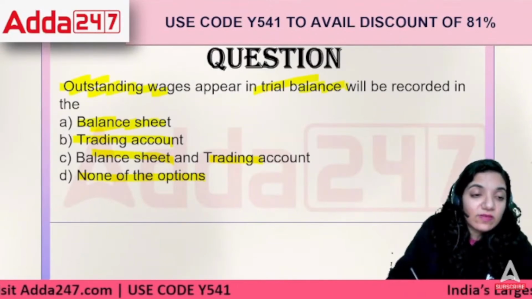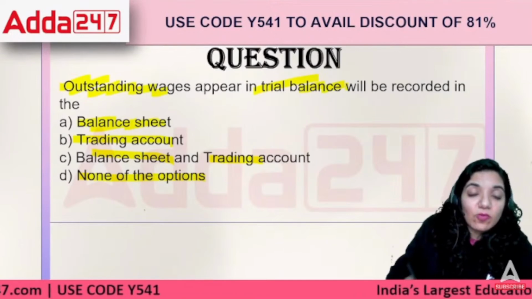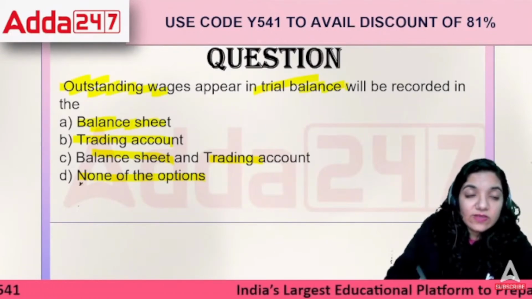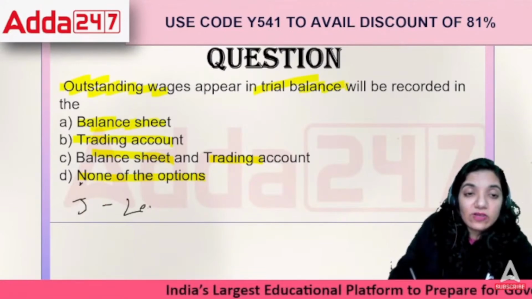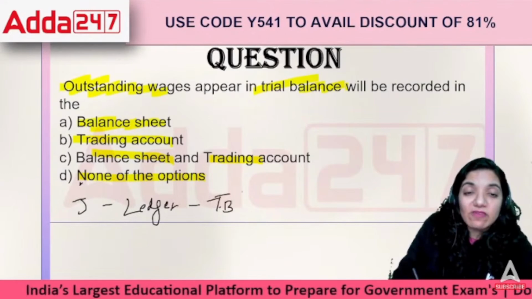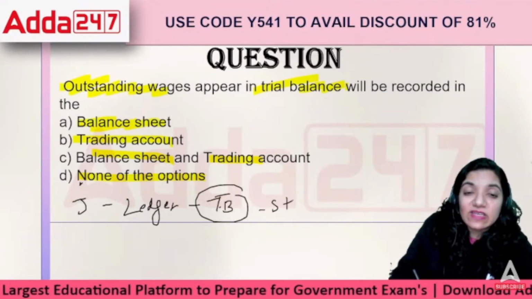First of all, what do we do here? In terms of accountancy, first of all, we record the journal, then we record the ledger, then we record the trial balance. And when we are recording the trial balance, it's a statement.